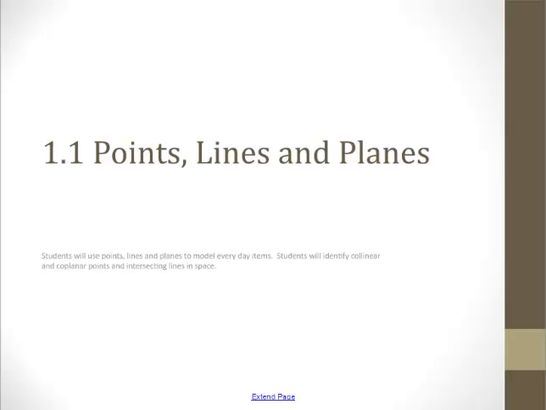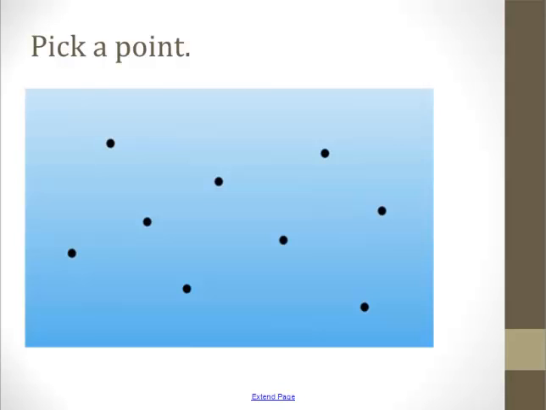Alright, so today we've got an intro to section 1.1. This is basically the all-out basics of geometry. Points, lines, and planes. Everything in space is made up of points, lines, and planes. Alright, so let's just start with points.